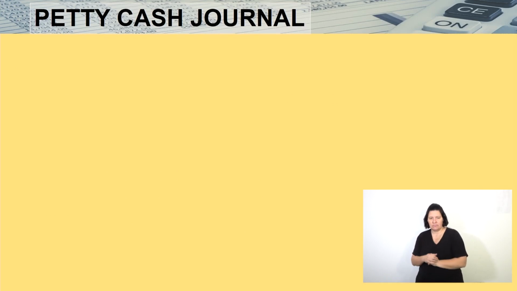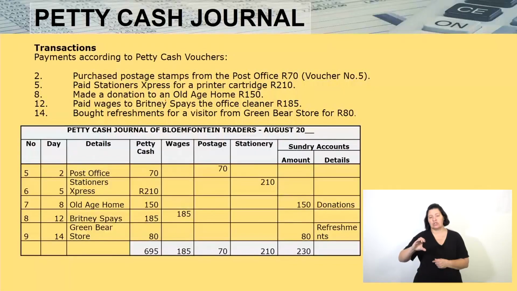Now, I'm going to quickly do a quick petty cash journal with you. All right? And here are the transactions. They read on the 2nd. Remember the 2nd? So I'm coming to the day. And number 5 becomes your petty cash voucher number. Then it says purchased postage stamps from the post office, and we paid 70 rand.